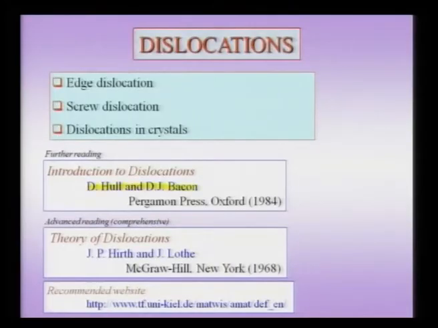There is a lot of very good literature on dislocations. A nice introductory text would be by Hull and Bacon, which forms a nice interesting reading. For people who are interested in more advanced concepts and especially a comprehensive treatment of dislocations, the Theory of Dislocations by Hirth and Lothe is a very good text. There are some nice websites also, like the one at the University of Kiel, which also gives comprehensive information about dislocations.